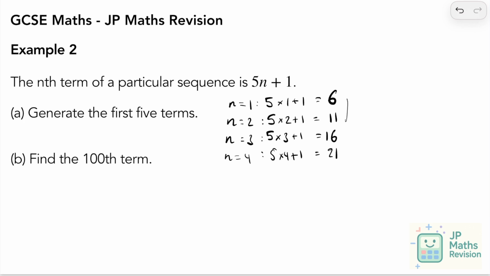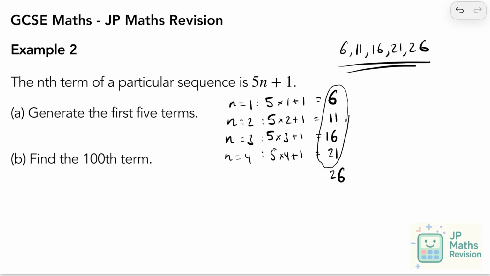You can see a bit of a pattern emerging with the terms in the sequence. It alternates between 6, 1, 6, 1. So you can see that the next term, without even working anything out, is going to be 26. So the first 5 terms are 6, 11, 16, 21 and 26.